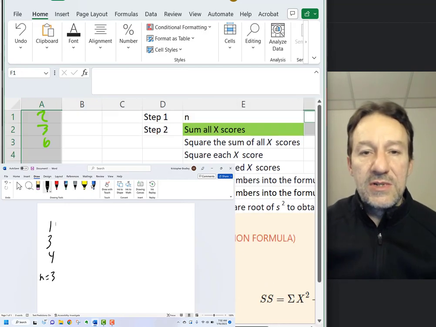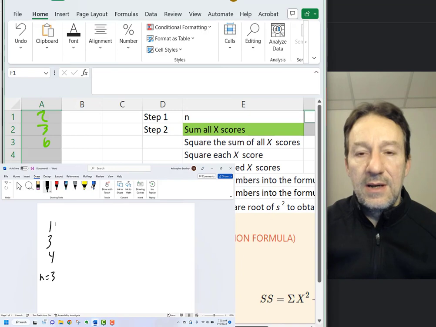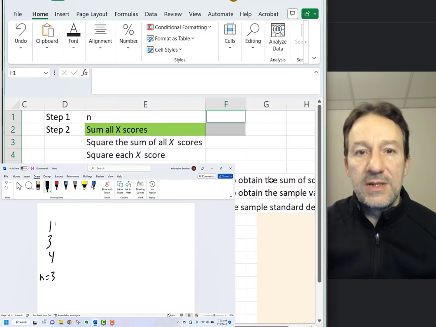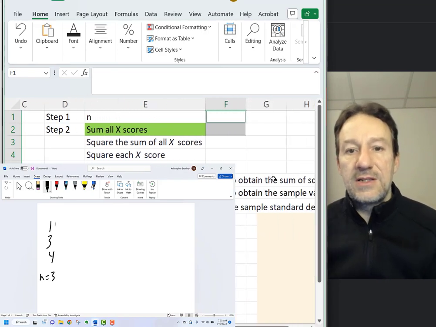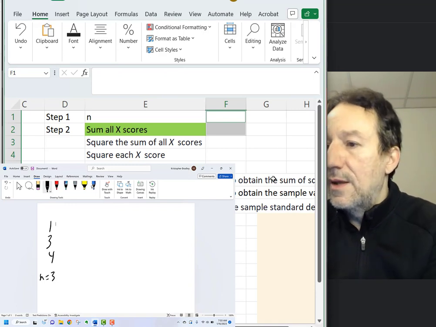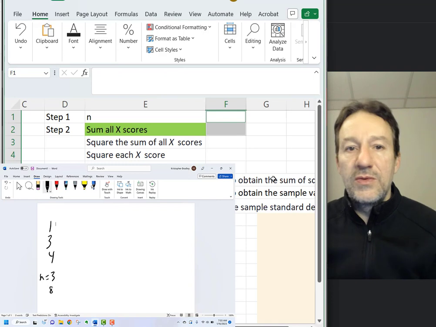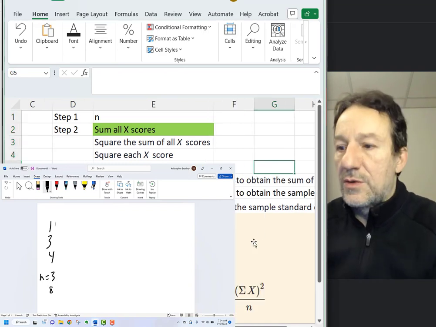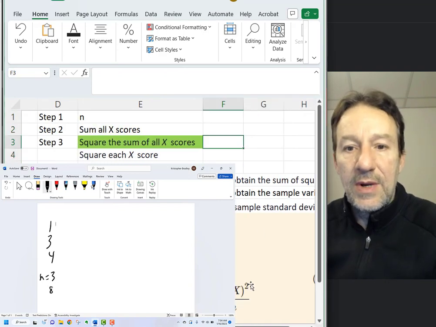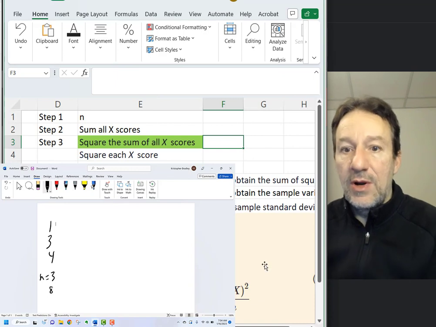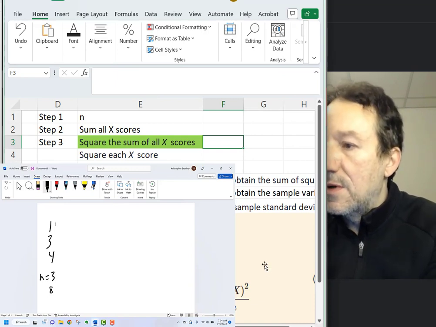I can go to step 2 on this Excel sheet. I'm doing a different example here. So the sum of all x scores is going to be 8. So here's the sum of x. Now we are going to square that. So we're going to square 8 and we're going to get 64.